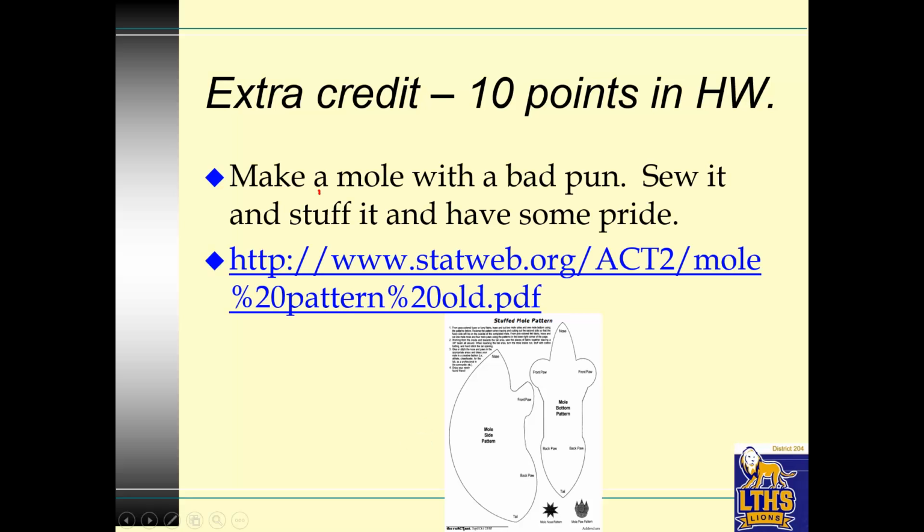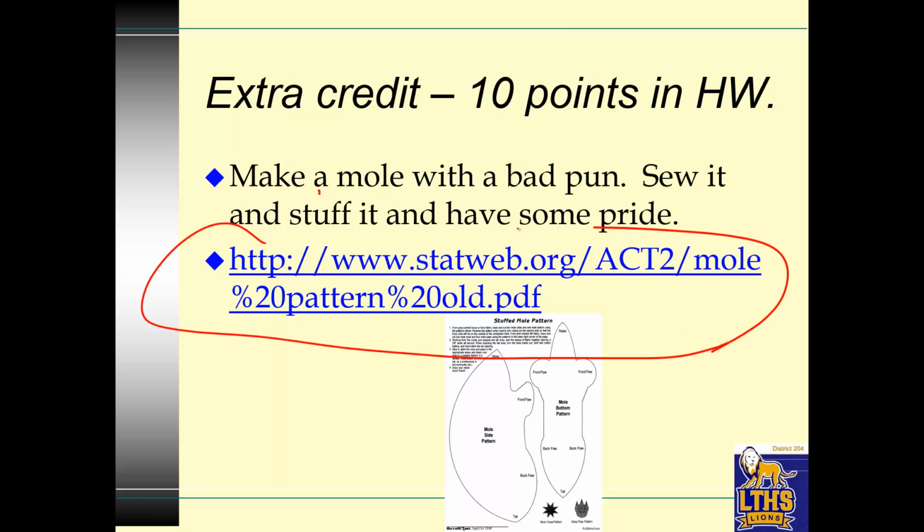Woohoo! Make a mole with a bad pun. Sew it and stuff it and have some pride. Here's a website that shows a picture of it. I hope you do it. It's fun. We'll have a mole parade.